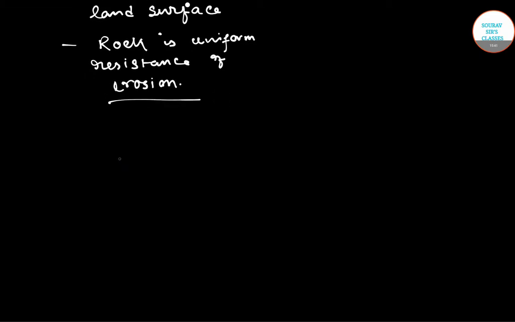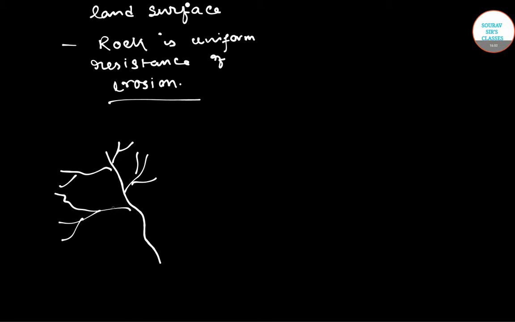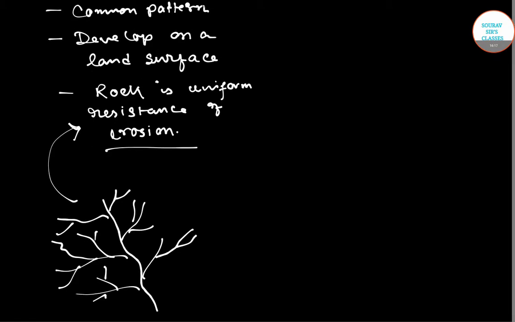Now how does it look? I'm just trying to draw it. It's like a tree structure, and these are like the branches of a tree. There are branches, more sub branches, more branches. This is for the dendritic drainage.